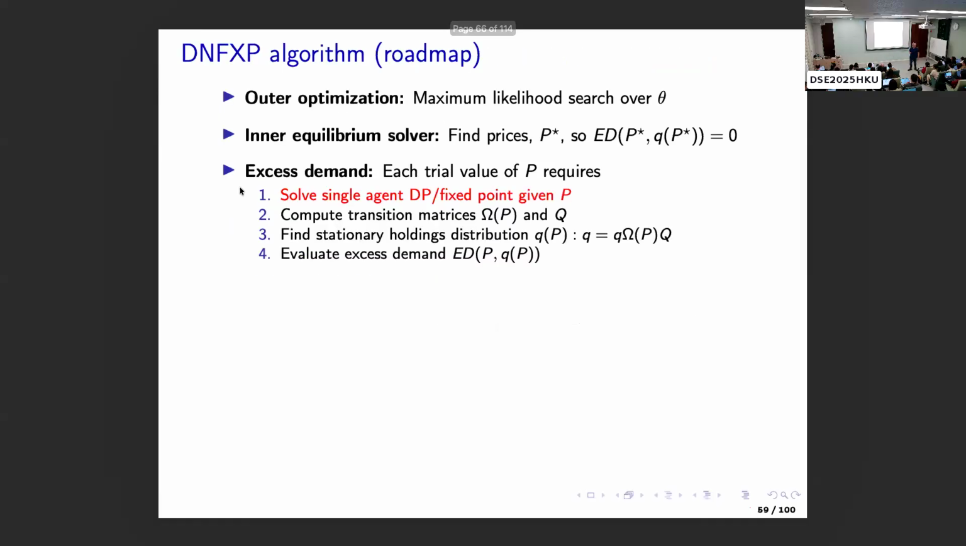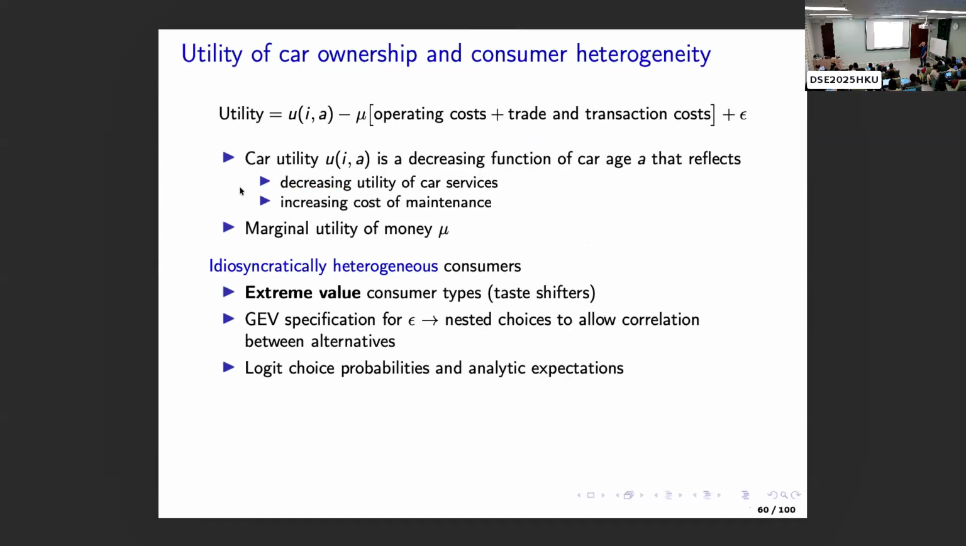That's the roadmap, right? Let's start simple. Just solve the single agent problem. Here's a single agent problem. People get car utility, and the car utility depends on the choice. It depends on the age and the type of the car. The car delivers some car services, and there might be a decreasing function of the age of the car. Maybe a Volvo XC90 gives more utility than a Fiat Punto, and kind of shifts up that curve.